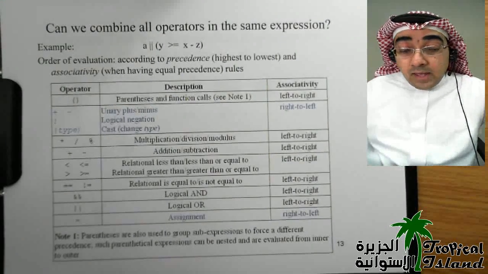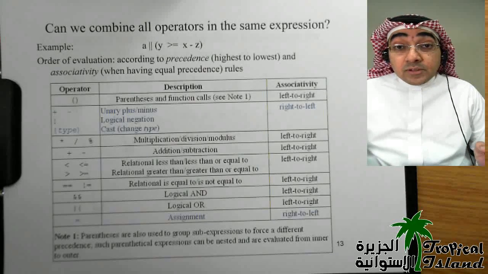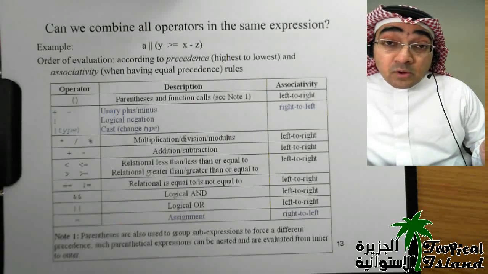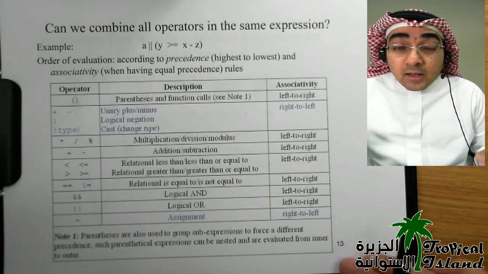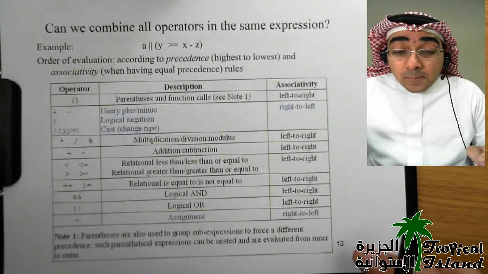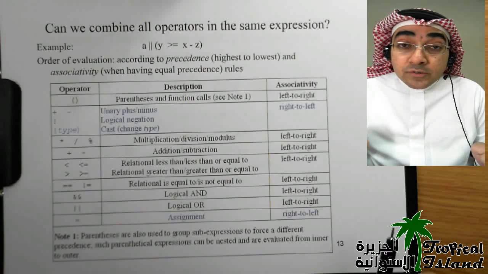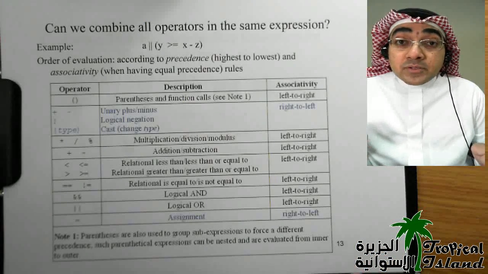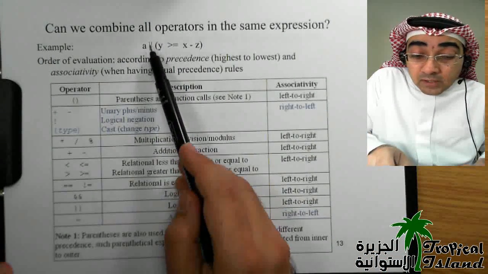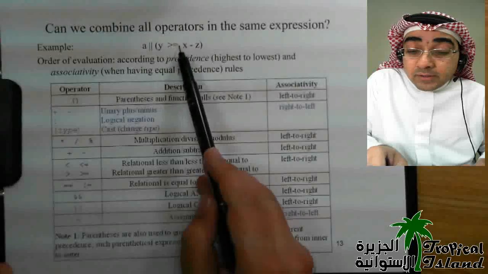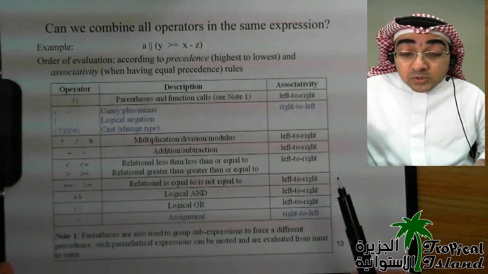Now, can we actually combine all operators in the expression? And the answer is yes, you can combine all the operators in an expression in order to have a complex expression. But the problem then becomes that the expression is evaluated in an order of precedence. The compiler will give precedence to some operators over others. So for example, if you had A or, between brackets, y greater than or equal to x minus z, how is the compiler going to evaluate this?